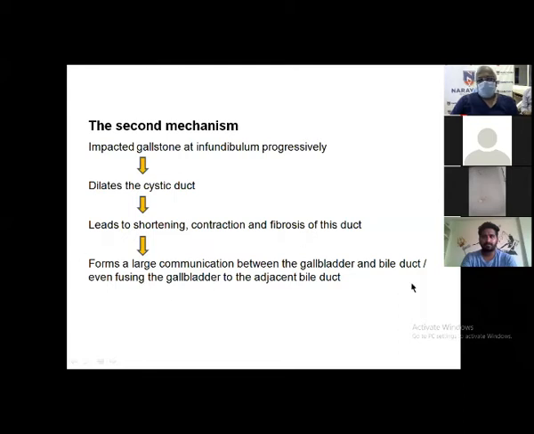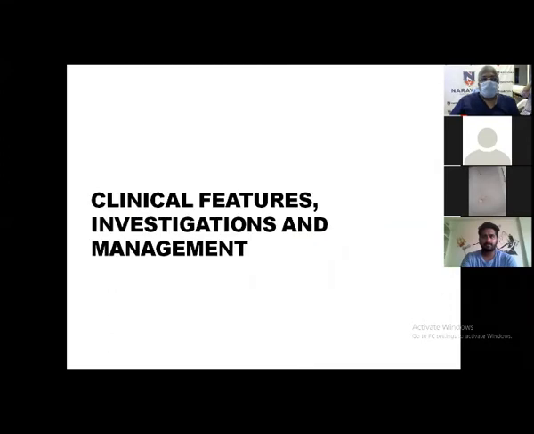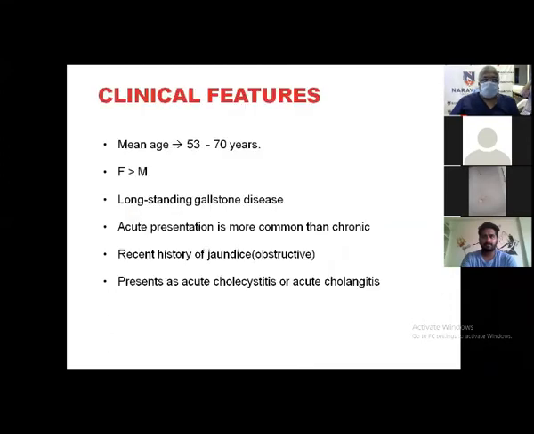It forms a large communication between the gallbladder and bile duct, that is type 4, even fusing the gallbladder to the adjacent bile duct. This is the pathogenesis of Mirizzi of various stages. Clinical features, investigation and management.